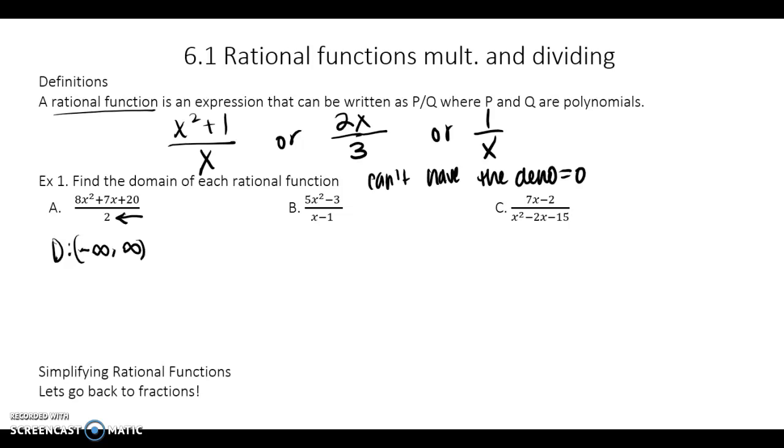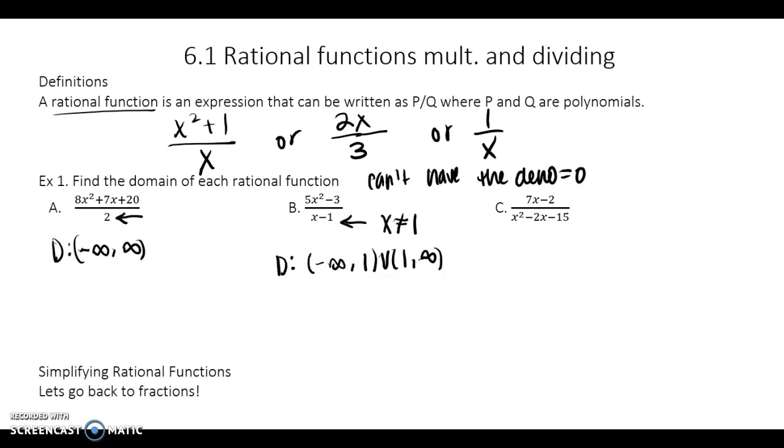Okay, now let's look at this next one. So what makes your denominator equal to 0? It would be x equals 1, so x cannot equal 1. The way you write your domain there is all real numbers except 1. Interval notation is going to be from negative infinity to 1, union 1 to infinity.